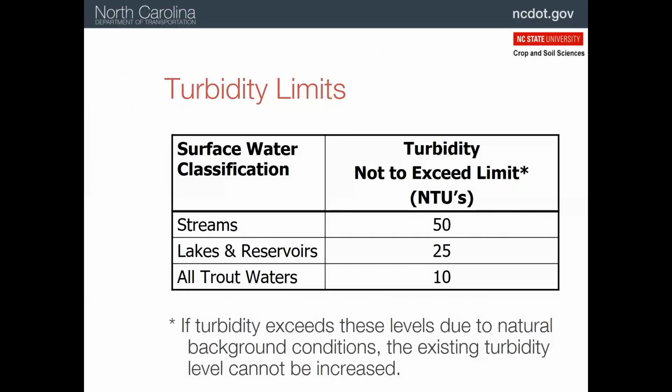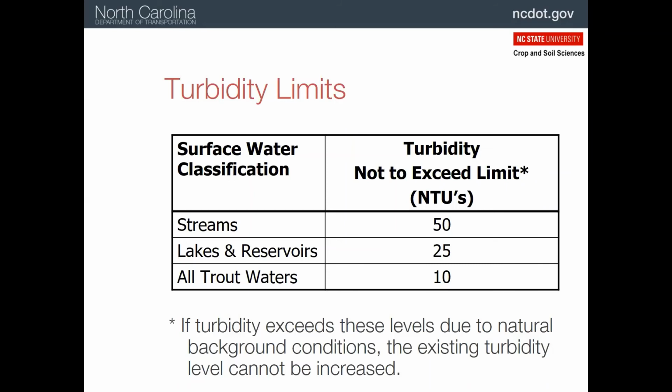So getting back here, the streams in North Carolina, you're allowed to discharge up to 50 NTU water. That's from any site, any industrial process, etc. And lakes and reservoirs, it's 25. We generally use those for drinking water, so we don't want to have a lot of turbidity in there. And then trout are very sensitive to turbidity, so we're going to keep it to that 10.